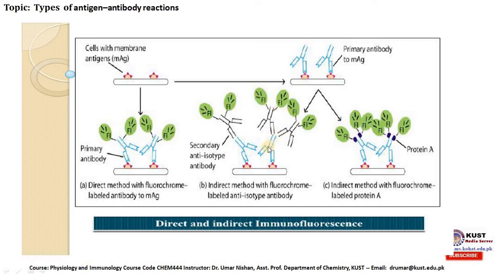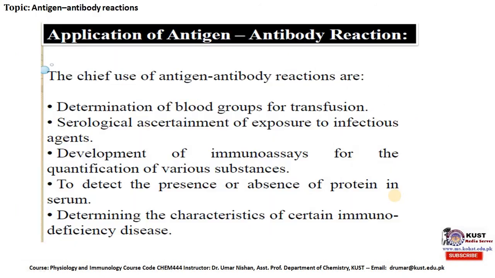So the primary antibody is specific to the antigen, and secondary antibodies are specific to the primary antibody. So indirect method with fluorochrome labeled anti-isotype antibody. Here is the indirect method with fluorochrome labeled protein A. This is the antigen, the antibody attached. Protein A is attached to the primary antibody, and it is itself attached to the fluorochrome. So this is an example of an indirect method.